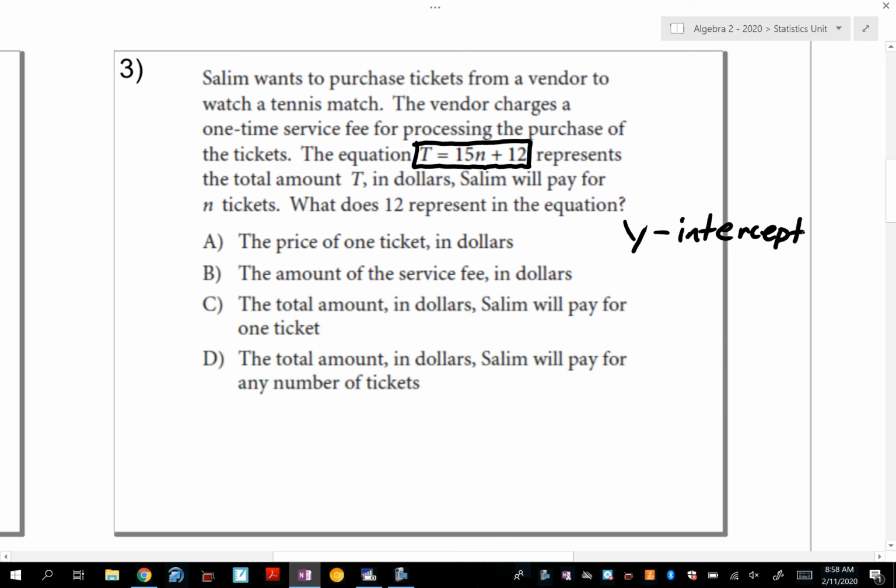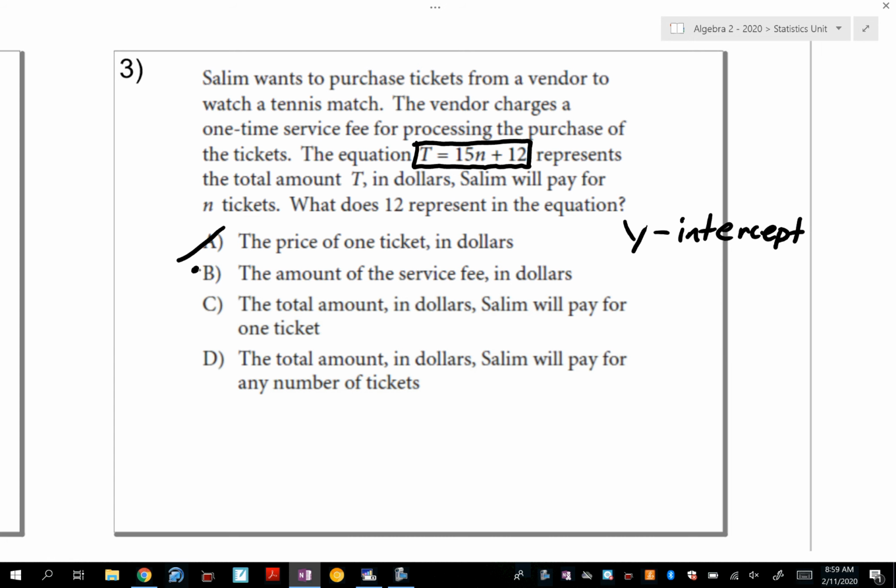Okay, so the y-intercept is that for 0 tickets, if we're talking about 0 for the X, that's the letter N. For 0 tickets, we expect Salim to pay $12. So we're looking for that answer choice. For 0 tickets, we expect Salim to pay $12. So the price of 1 ticket, no, we said 0 tickets, so it's not A. The amount of the service fee in dollars, it could be that, because again, we're talking about 0 tickets, you still have to pay $12, so all those fees online. Or the vendor, I guess.